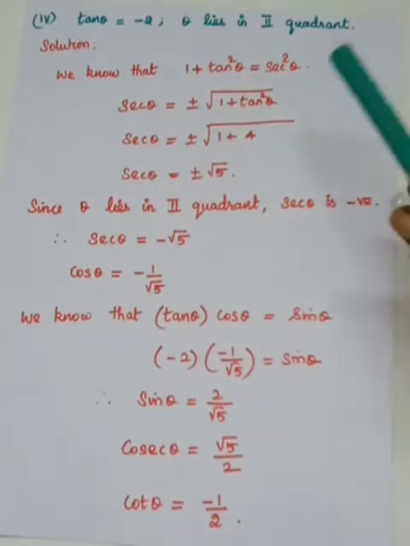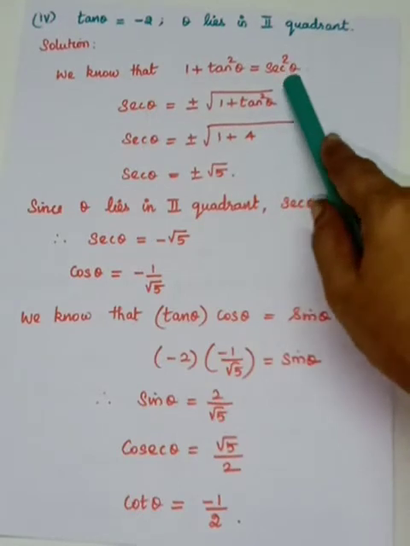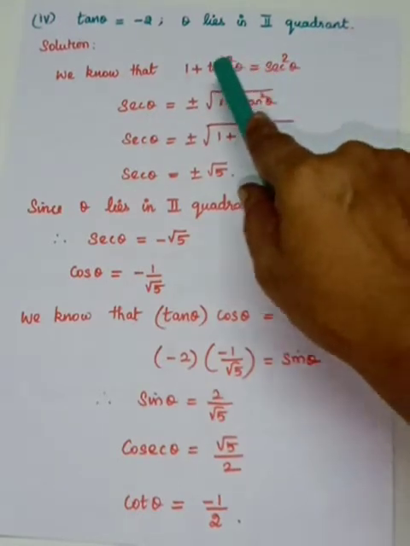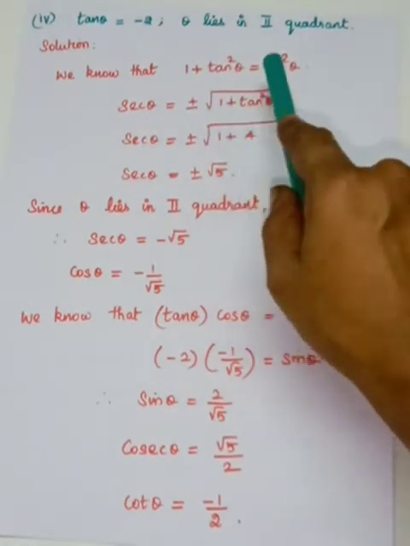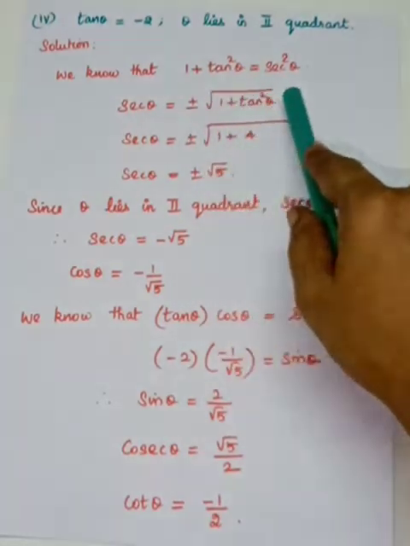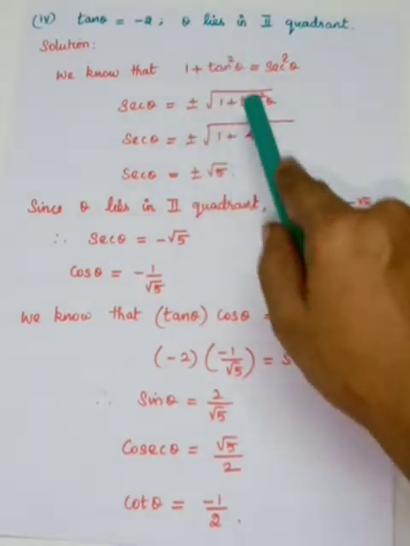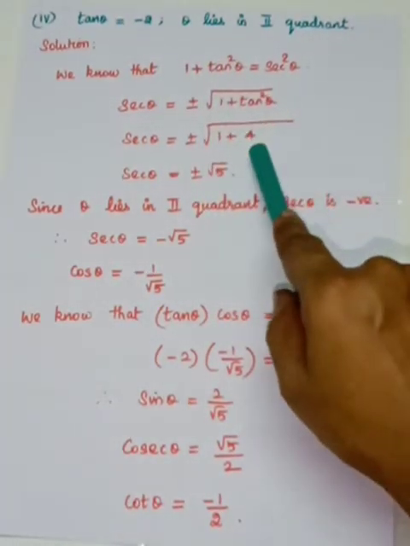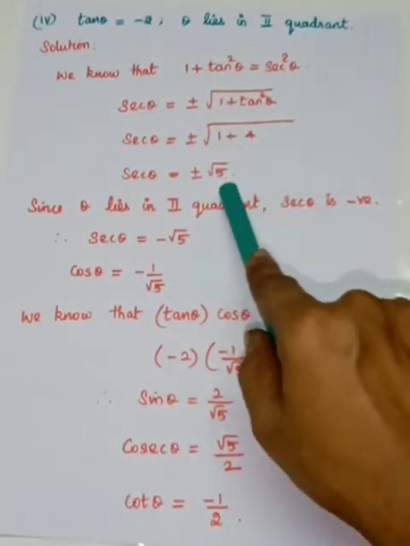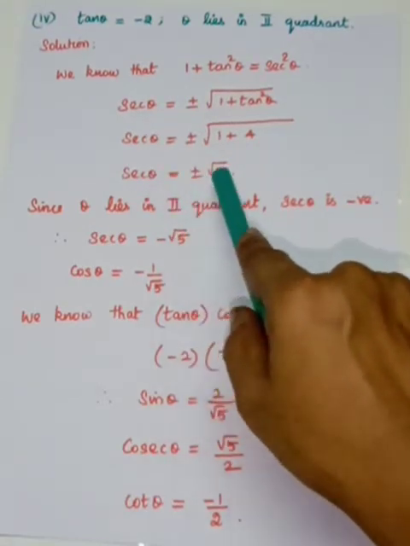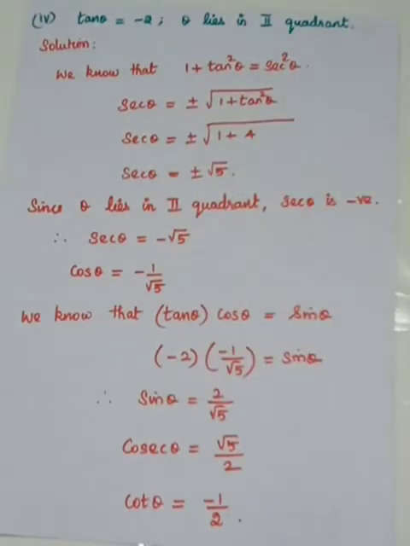Okay, tan theta is given. You are going to find secant square theta, which you know very well is 1 plus tan square theta. Secant theta is equal to plus or minus square root of 1 plus tan square theta. Tan theta is minus 2, so when you substitute minus 2, the whole square is 4. So 1 plus 4, root 5. Secant theta is plus or minus root 5. But theta lies in the second quadrant. In the second quadrant, what are positive? Sin theta and cosecant theta. But here it is secant theta, so it is negative.